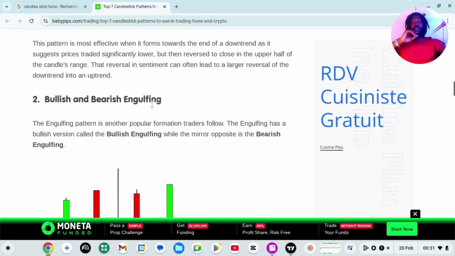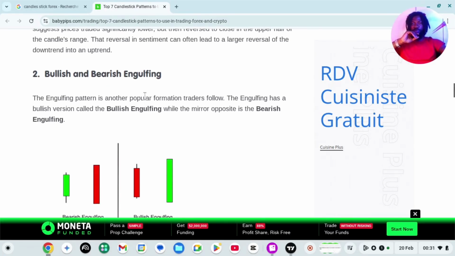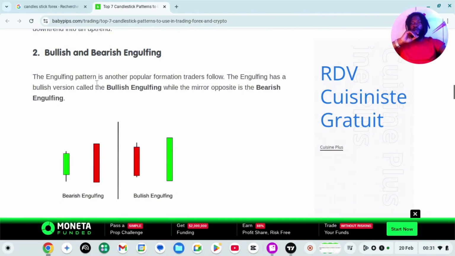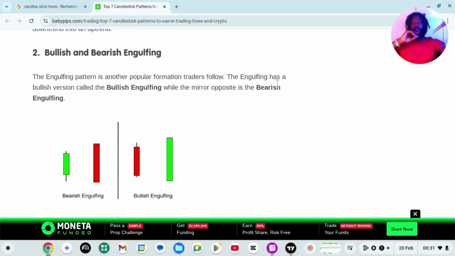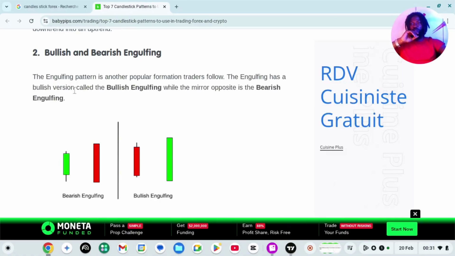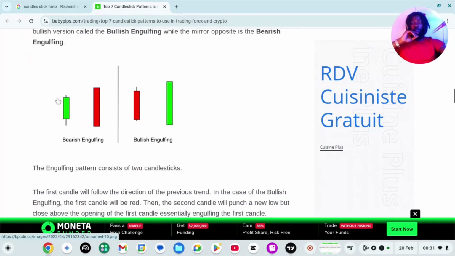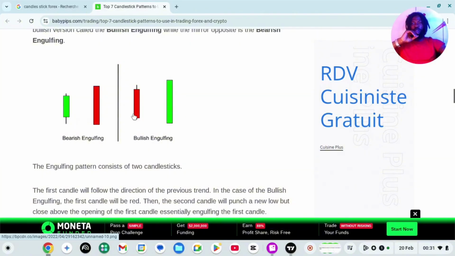Two, bullish and bearish engulfing. Okay, the engulfing pattern is another popular formation traders follow. The engulfing has a bullish version called the bullish engulfing, while the mirror opposite is the bearish engulfing. All right, this is a bullish engulfing. What is a bullish engulfing? A bullish engulfing simply means, for instance, the market is coming down.